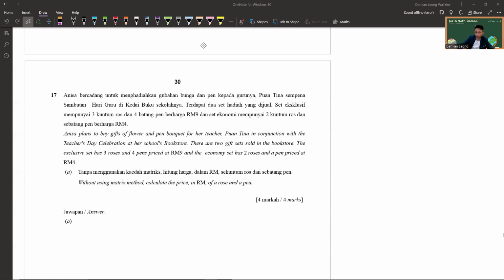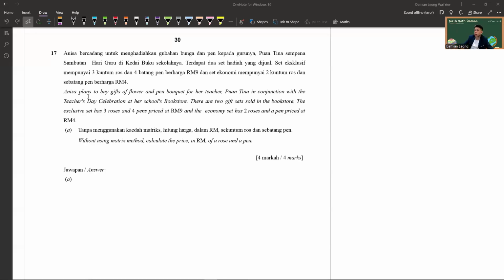Then we look at question 7. Anissa plans to buy a gift of flowers and pen bouquet for teacher Puan Tina in conjunction with the Teachers' Day celebration. At the school bookstore, 2 gift sets are sold. Exclusive set has 3 roses, 4 pens, priced at 9 ringgit. Economy set, 2 roses, 1 pen, priced at 4 ringgit. Without using matrix method, calculate the price of a rose and a pen.